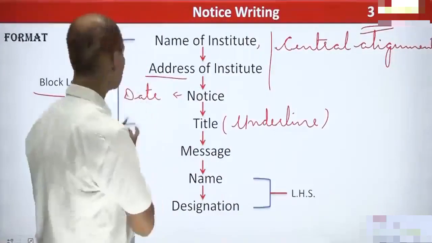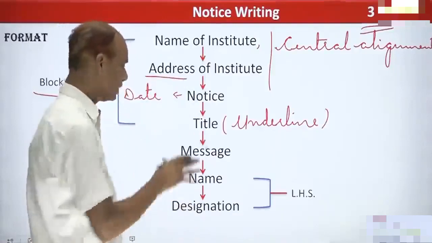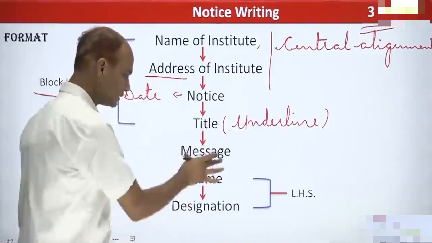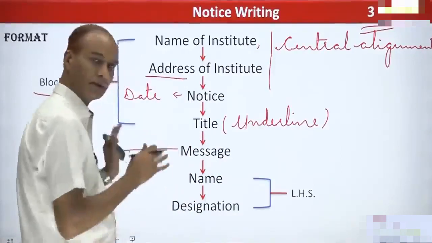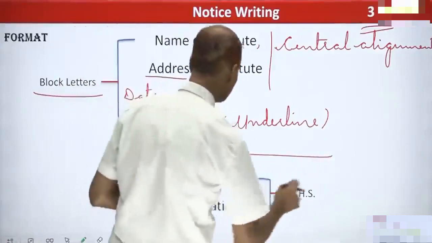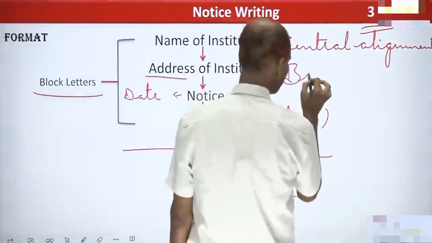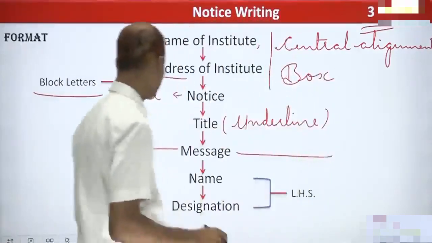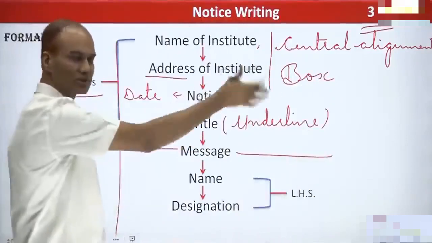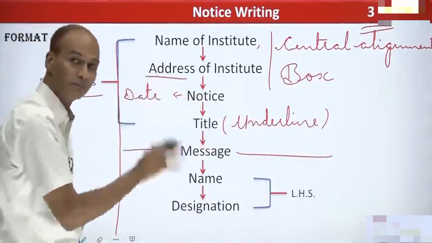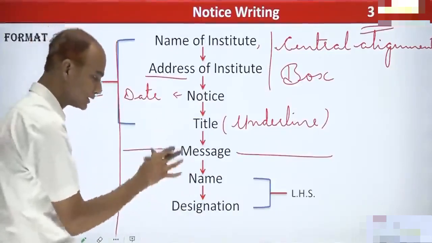So along with block letters and central alignment, there are some more important things which are to be followed. And I'll tell you one by one. See this message here. So message should be from flush left to flush right. That means you will put this all in a box. So that's what I'm trying to say, that a box is necessary. So in the box from here to that side, flush left to flush right, you will have to write the message. And after that, name, and after that, designation.